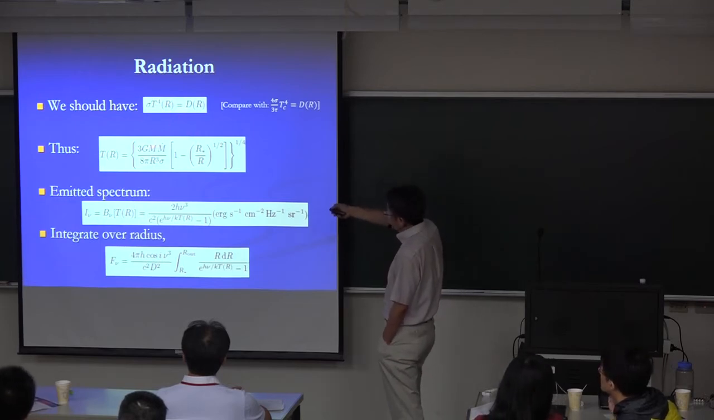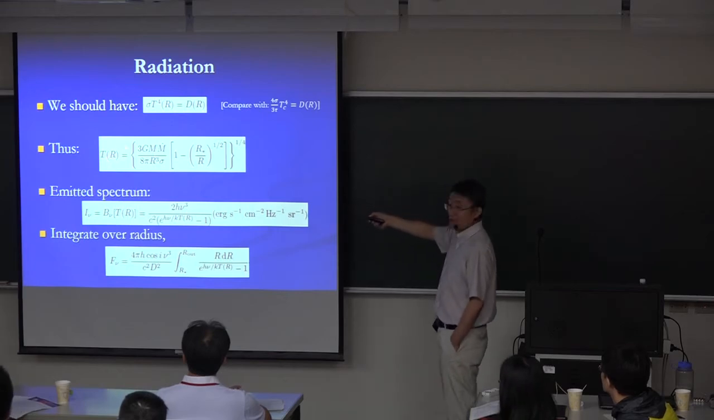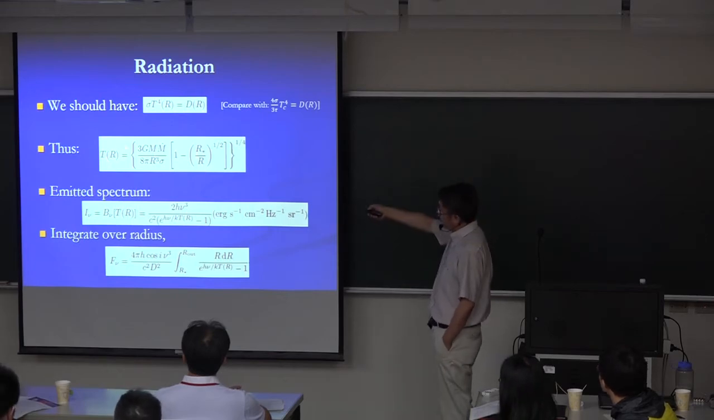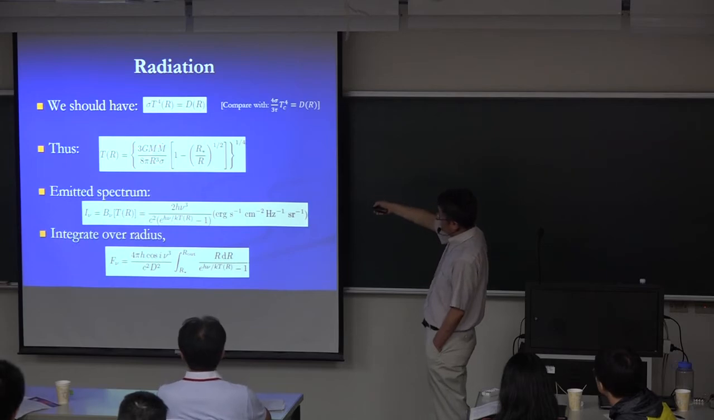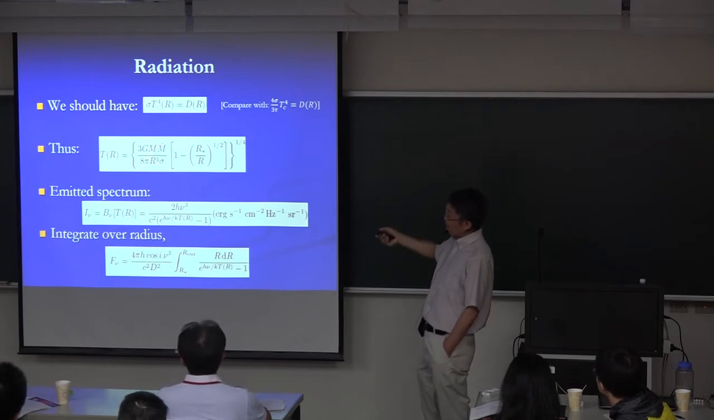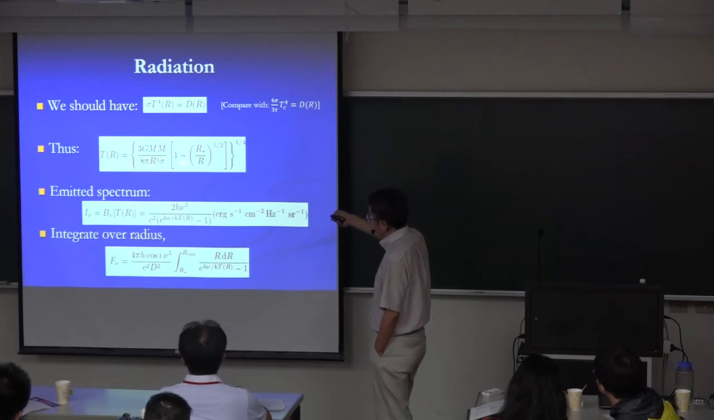So from this equation, we can get the value of the temperature as a function of the radius. Of course, it's also a function of other quantities, the accretion rate. Okay. So this is quite easy to understand. This is an algebraic equation, so we can easily calculate the temperature value.